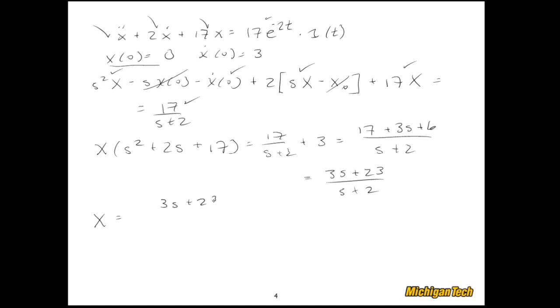3s plus 23 over (s plus 2)(s squared plus 2s plus 17). Got it. Okay, so if we have this nice rational function in s, we could plug it into MuPAD or Mathematica or Maple, etc., and take the inverse Laplace transform, and boom, we're done. But we have to do it by hand.